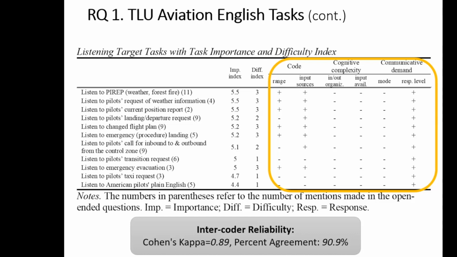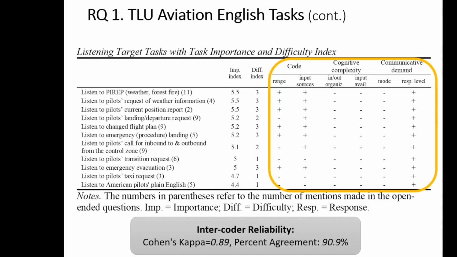And cognitive complexity, here first, input or output organization specifies the extent to which information must be organized or reorganized for successful test completion. And input availability is about whether or not test takers are required in some significant ways to search for the information when performing the given tasks.